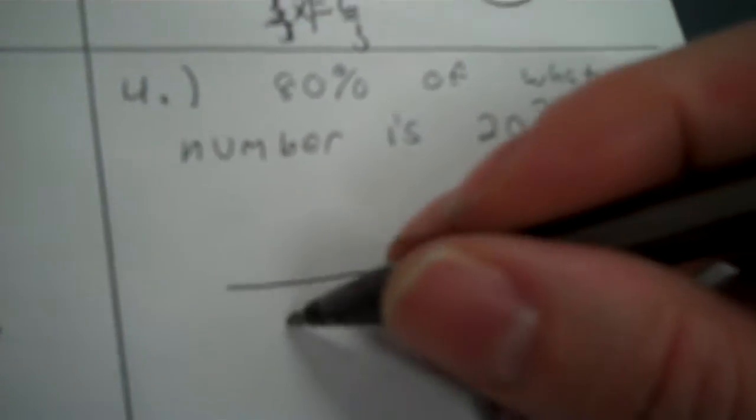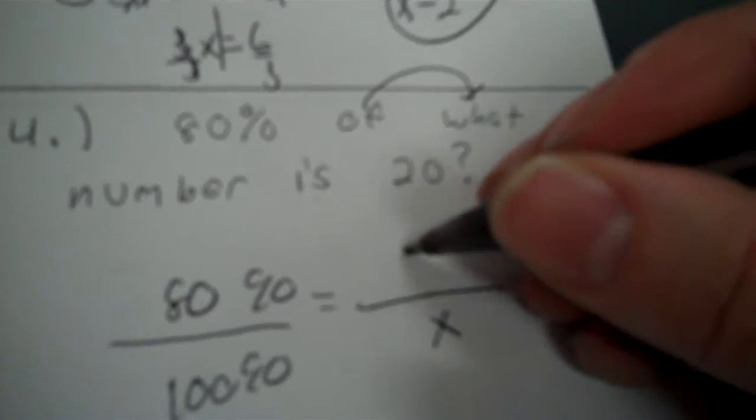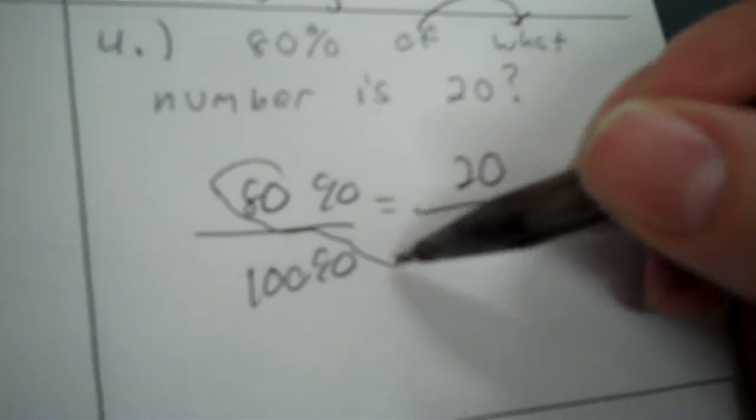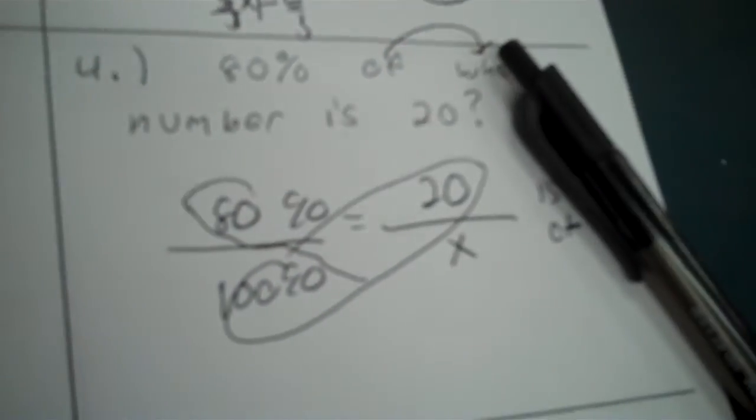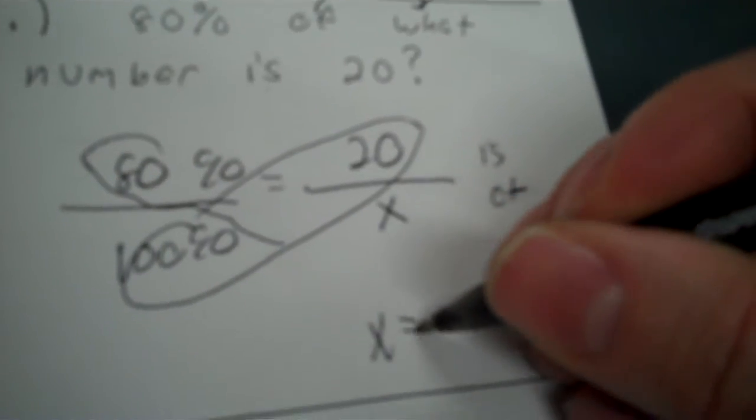Okay, 80% of what number is 20? So you have 80 for the percent, and then is over of. So after of, you see the word what. So that means you don't have of, but you have the is. So 80 times x is equal to 100 times 20. 100 times 20 is equal to 80 times x. So divide by 80, 25. Don't need a percent on that.